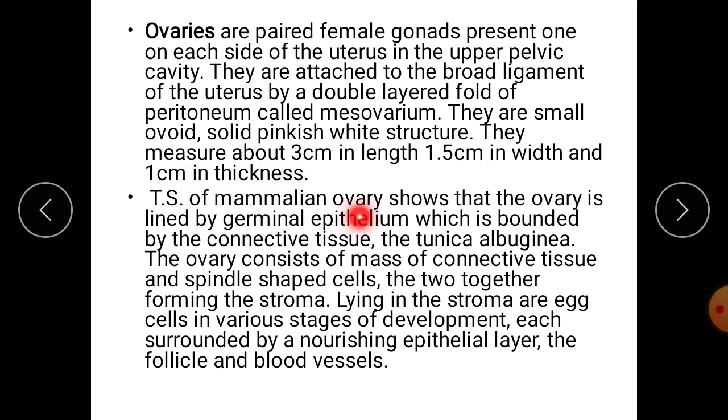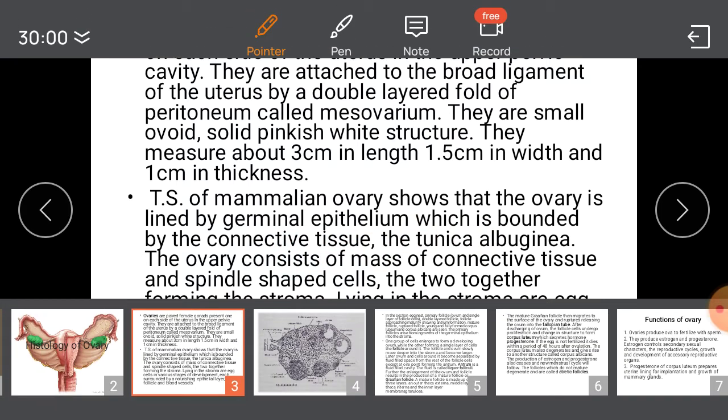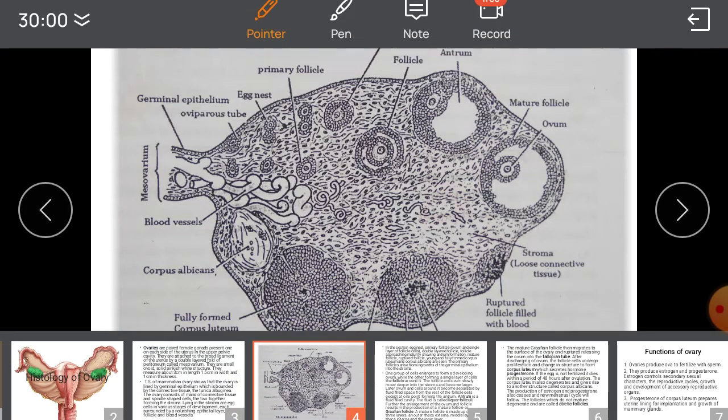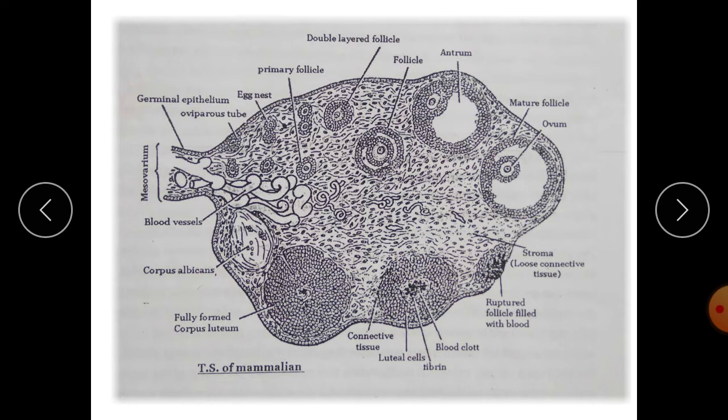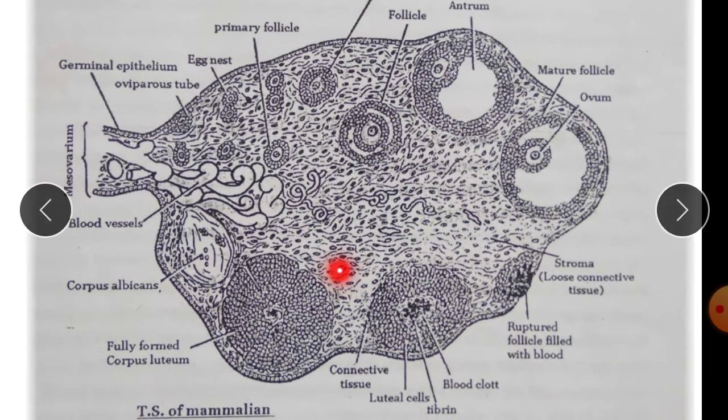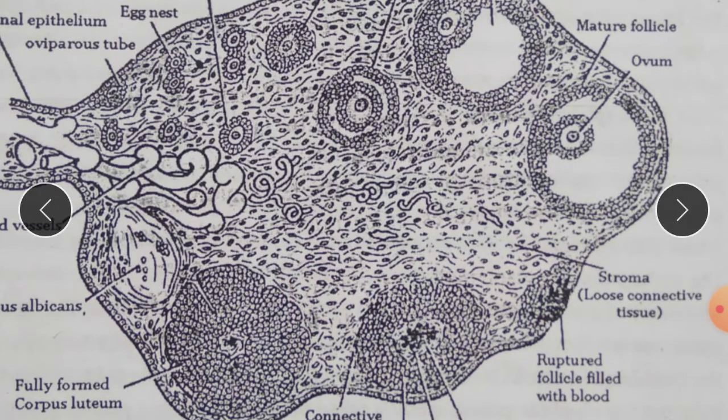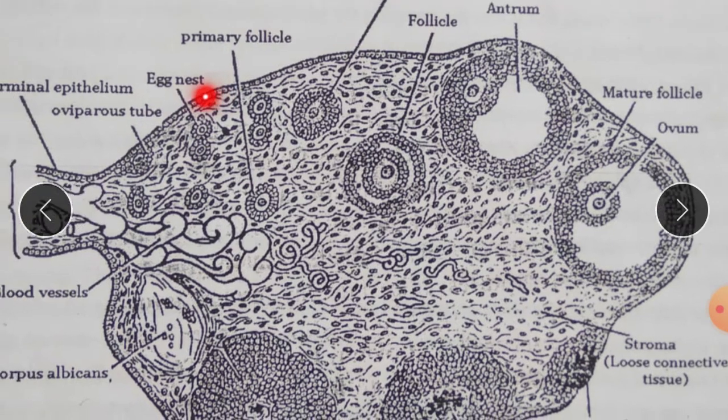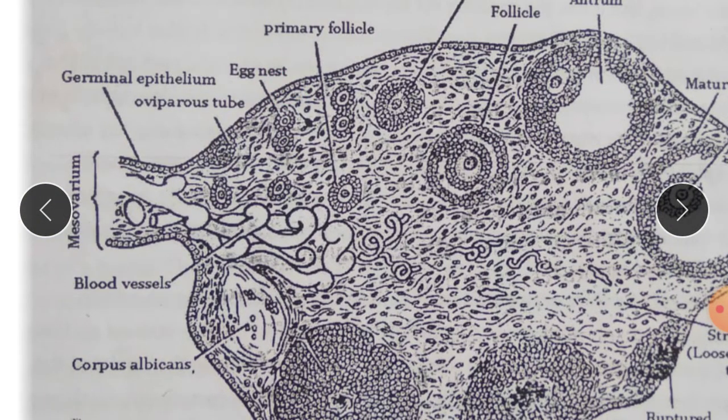TS of mammalian ovary shows that the ovary is lined by germinal epithelium, which is bounded by the connective tissue. Look here, this is TS of ovary. It is lined by epithelium, germinal epithelium, can you see here? This is again externally bounded by a connective tissue membrane.